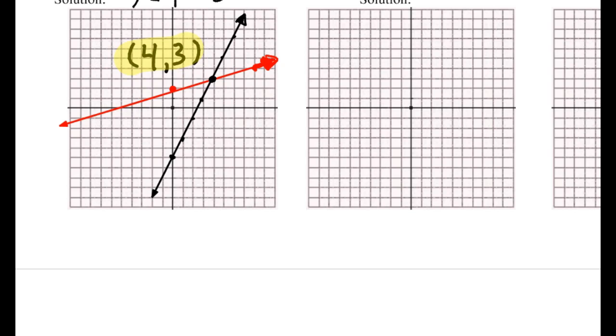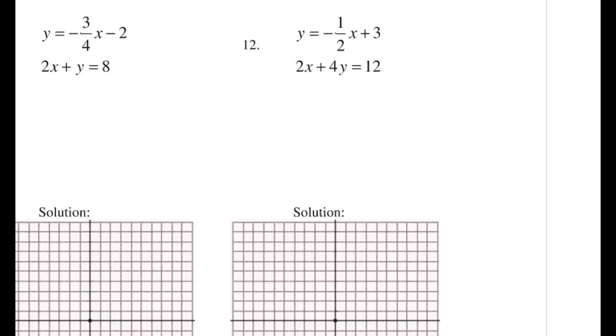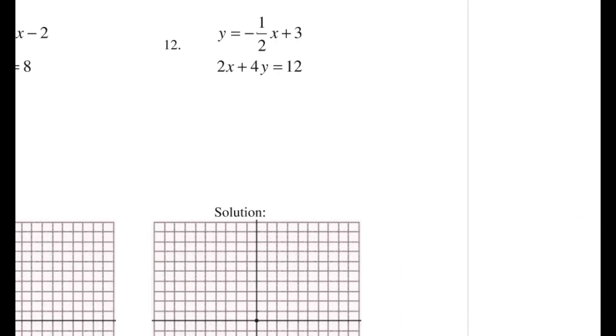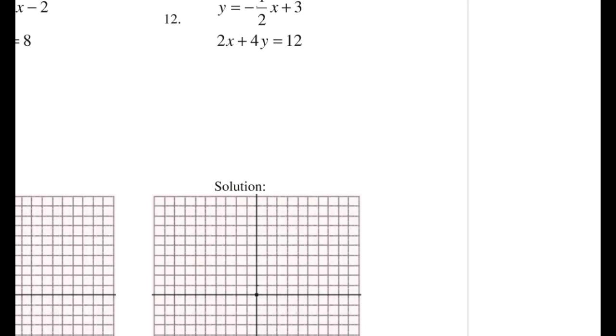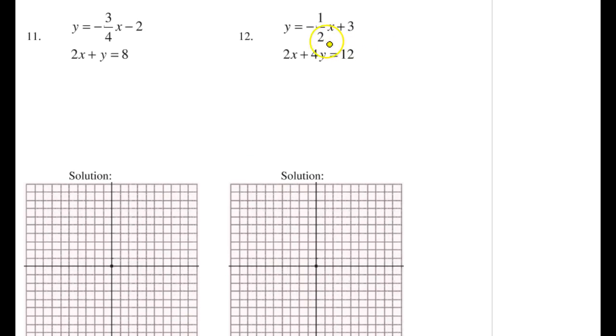Turn it over to the back, to number 12. Go ahead and graph the first one on your own. I'm going to kind of come around and check to make sure you can do some of these on your own. So graph the first equation on your own.